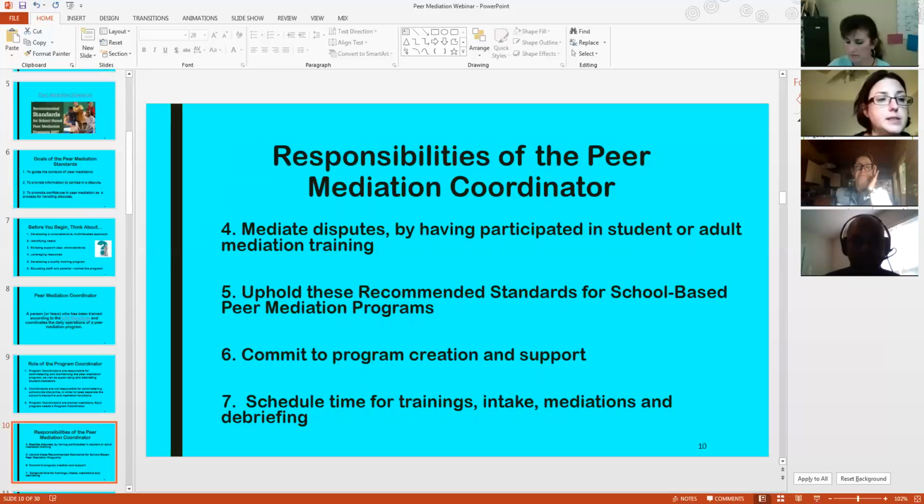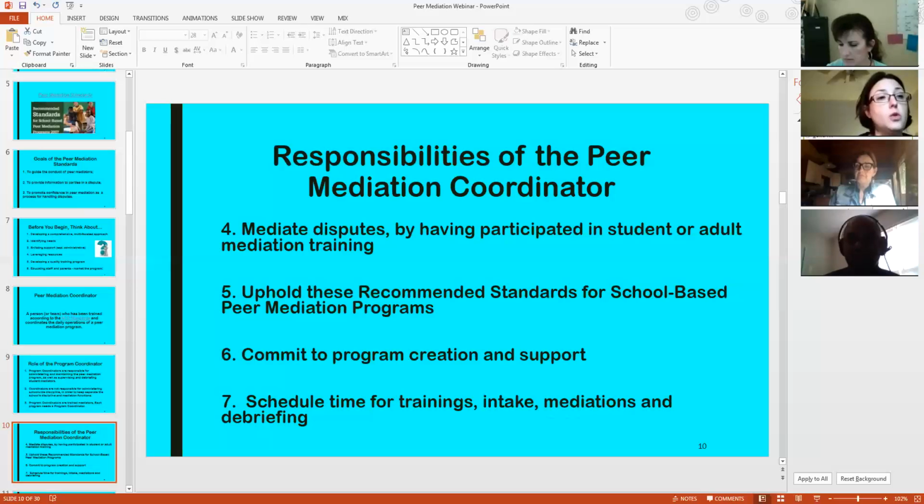Number 7, the scheduling time for the trainings, the intake, mediations, debriefing. This is tricky. Instructional time is guarded and you cannot interrupt that instructional time. So number 7 is what my peer mediation coordinators have the most difficulty. In elementary schools, the way they've addressed that is by training and doing mediations during their lunchtime or their recess time. It could be before school or after school.